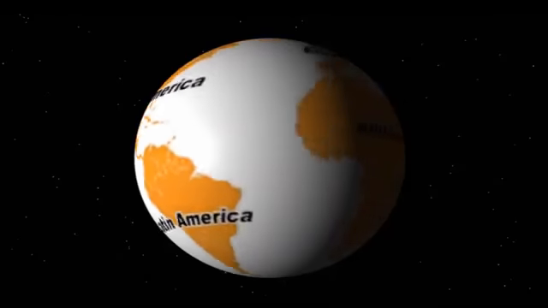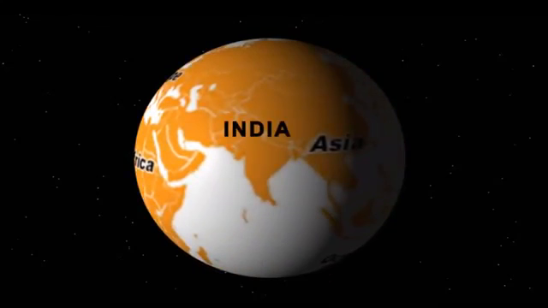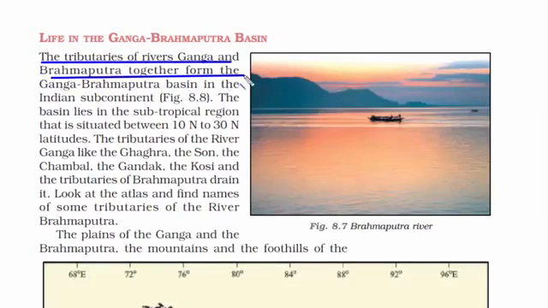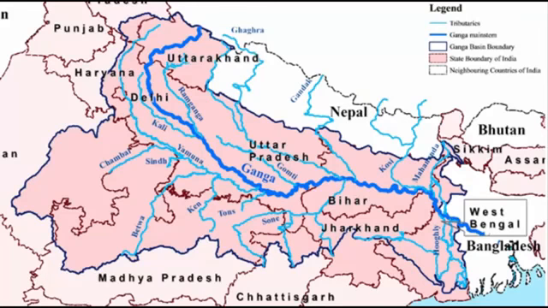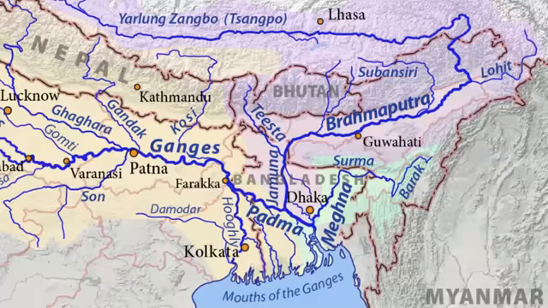Now let's come to India and read about the Ganga Brahmaputra basin. The tributaries of rivers Ganga and Brahmaputra together form the Ganga Brahmaputra basin. I'll show you all the tributaries of Ganga and Brahmaputra on a map. Pause and have a look at it.